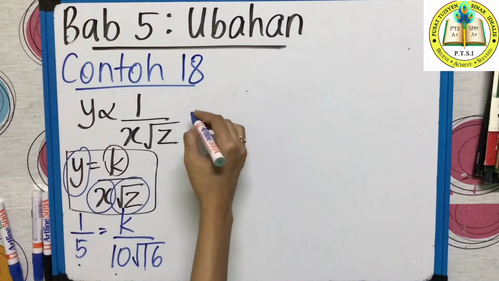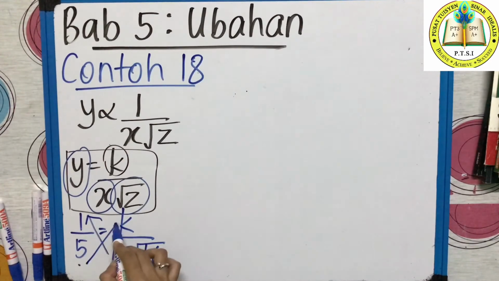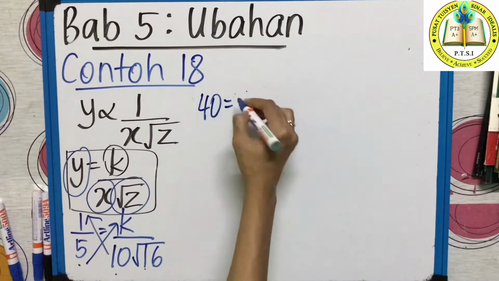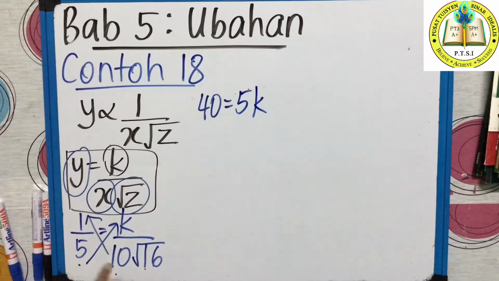So, how to solve it? Teacher show here. You can do time cross. Pendaraban silang. When you do time cross, 10 punca kuasa 16, kamu boleh tekan calculator. When you press calculator, what do you get? Punca kuasa 16, you get 4. 10 times 4 is 40. So, kamu dapat 40. Sama dengan 5 kali K, kamu dapat 5K.